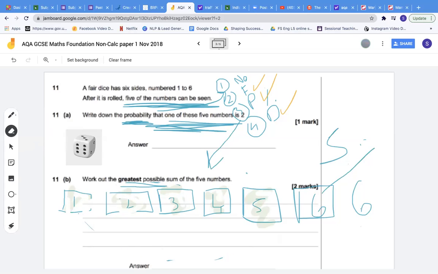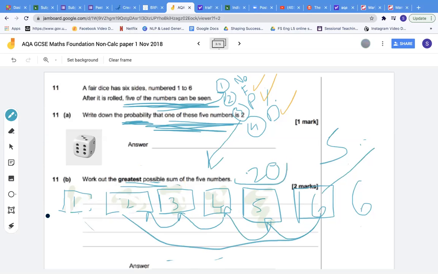What's the greatest possible sum? And you said now 5 numbers. Pick the highest 5. 6, 5, 4, 3, 2. Okay. Now we're talking. So what's the sum of all that then? 20. Right. So you've got 6 plus 5 is what? 11. 11 add 4 is 15. 15 add 3, 18. Okay, 18 add 2, 20. Well done. I like that.